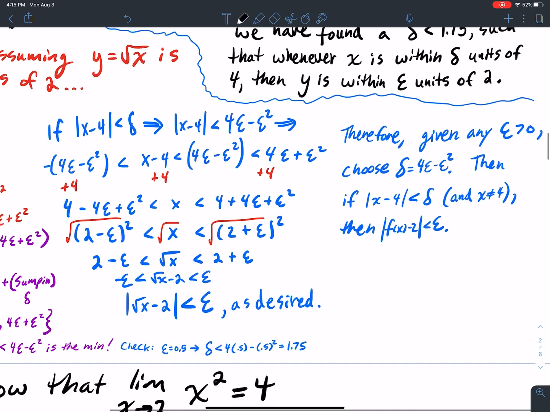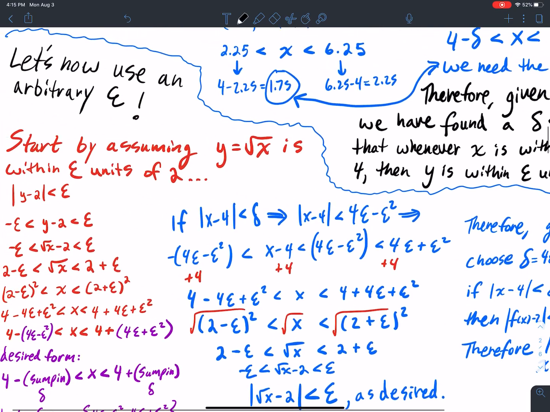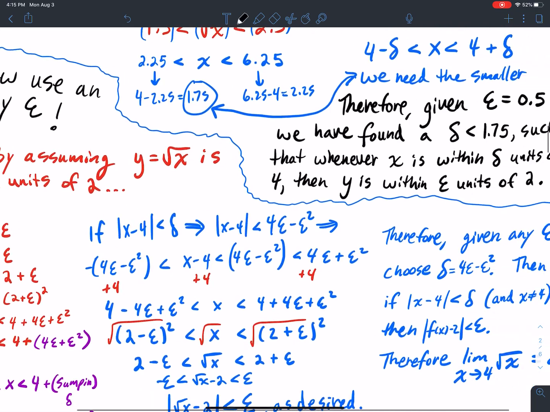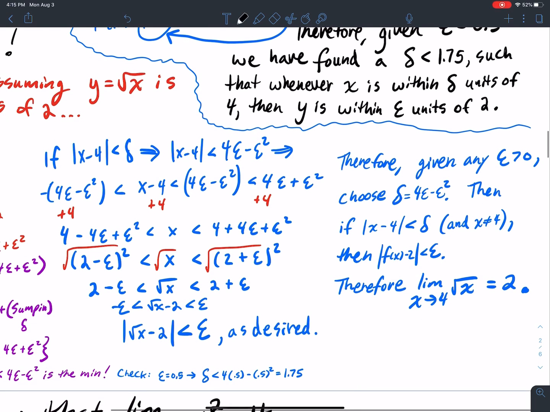Then what do we say? The absolute value of f of x minus the limit, the distance between the function value and the limit, is less than epsilon. But guess what? We made epsilon arbitrarily small and positive. Therefore, that number can be as small as you want it to be. So what does that tell me? That tells me that the limit as x approaches 4 of the square root of x is actually equal to the number 2. So very powerful right there.